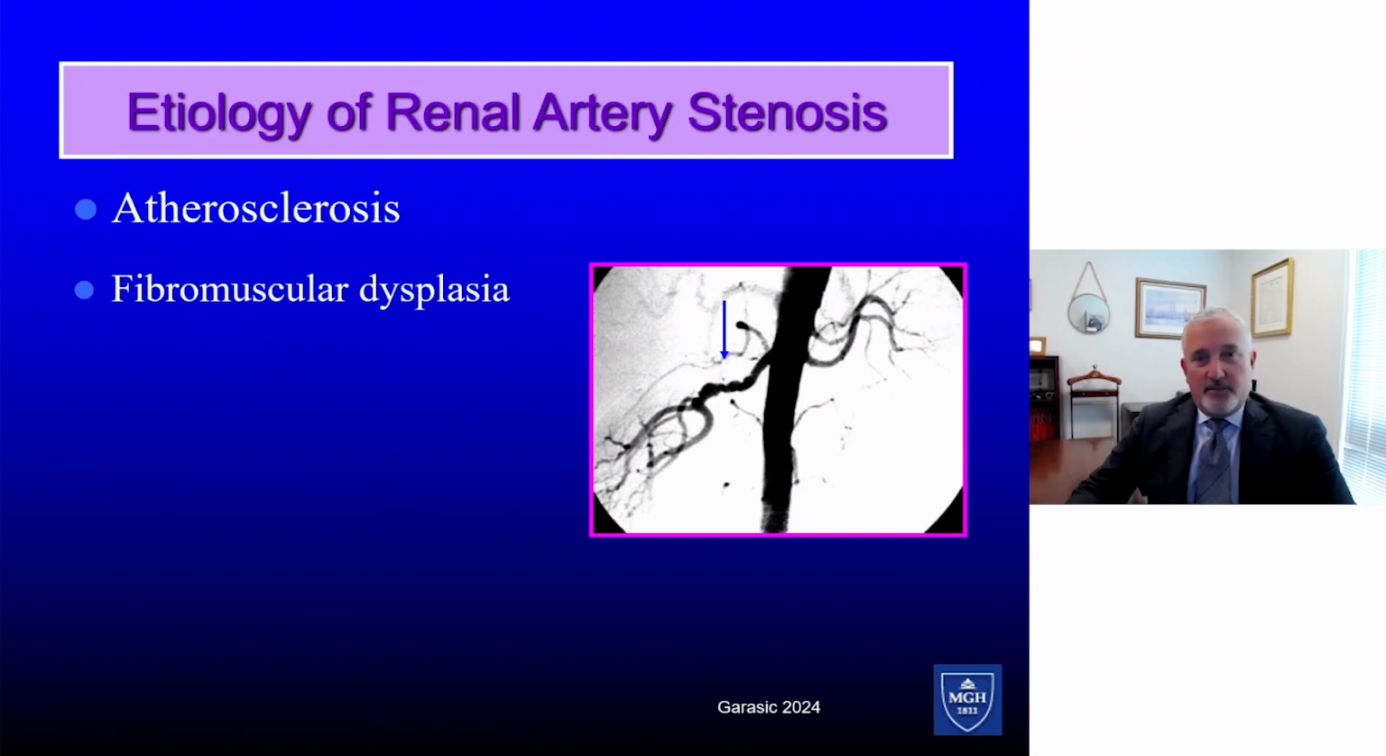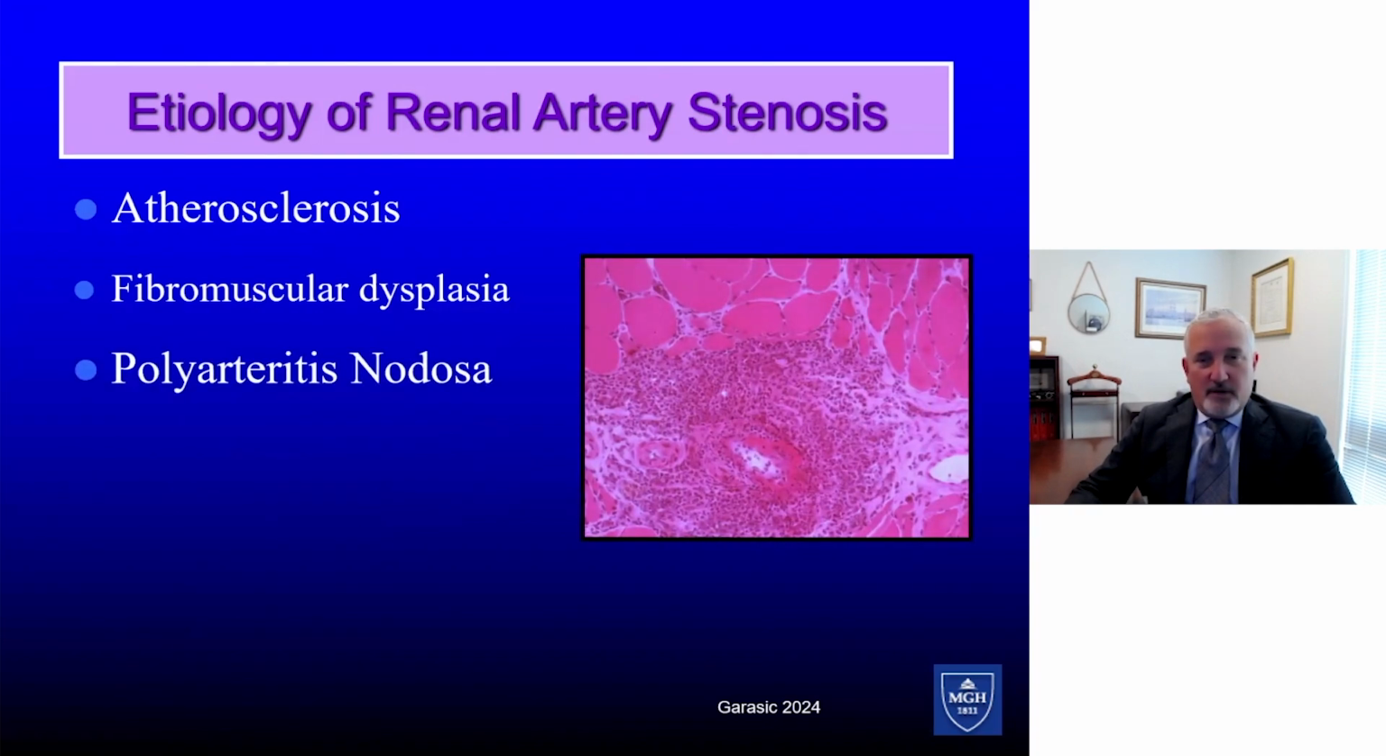Here you can see the typical beads on a string appearance of FMD, and this sometimes does need to be treated, usually for purposes of helping to manage hypertension, and it differs somewhat from atheromatous disease. Atheromatous disease requires stenting, where FMD can by and large be treated with balloon angioplasty alone.